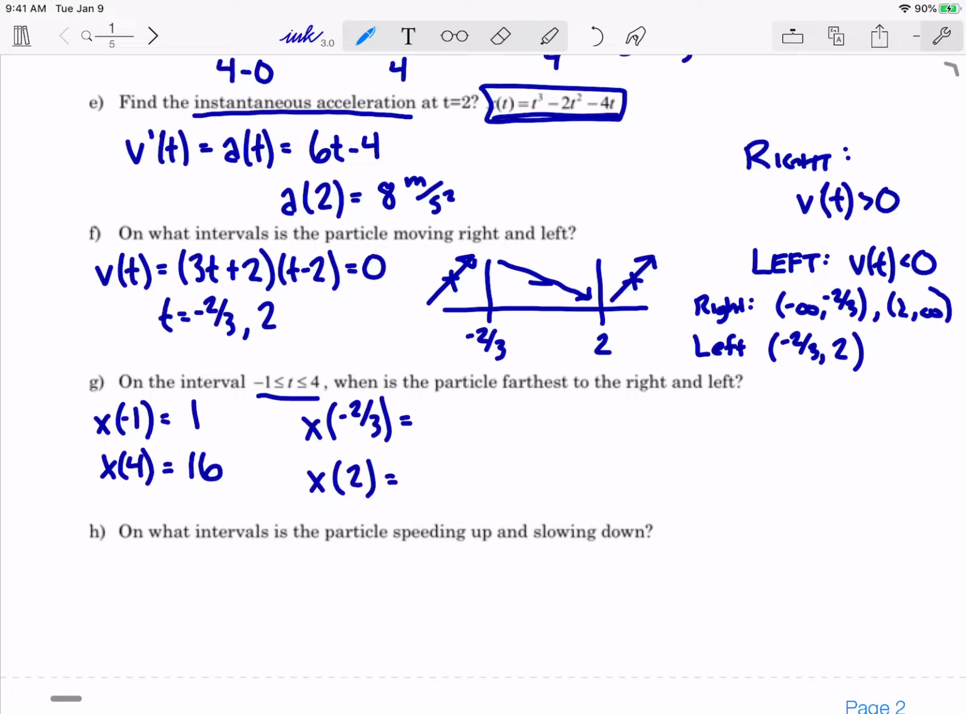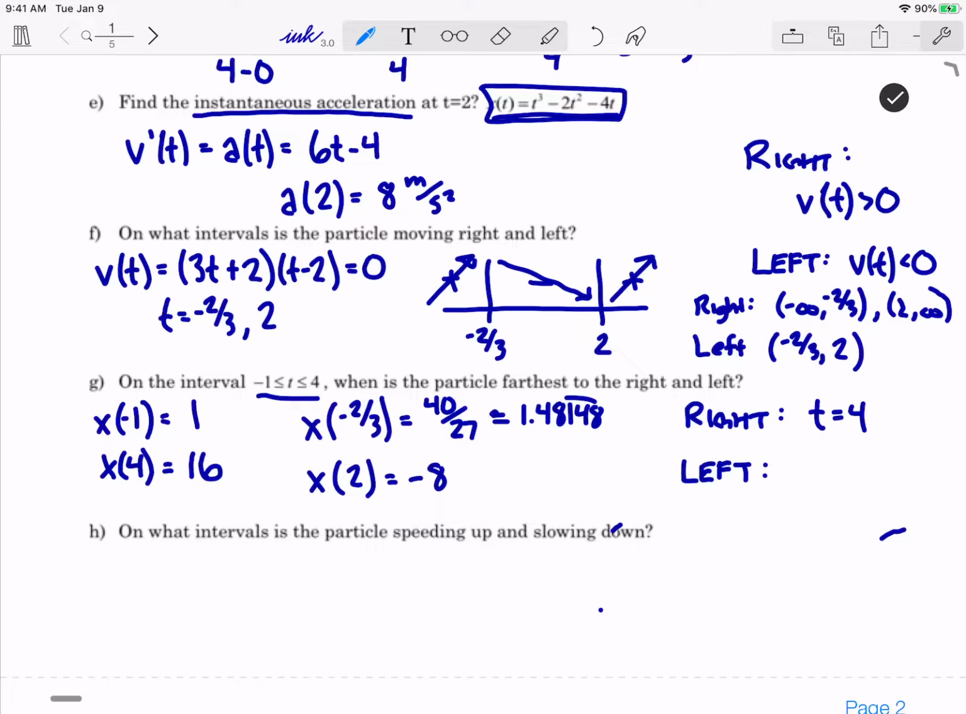So when I plug negative 2/3 in, I get 40 over 27, which is equal to 1.48148. That 148 repeats forever. And then when I plug in 2, I get negative 8. So when is it furthest to the right? Well, I need to determine which of these values is the biggest, and that's 16. So it's furthest to the right when t equals 4. Furthest to the left, I need to look for my smallest number, and that's negative 8. So that's when t equals 2.